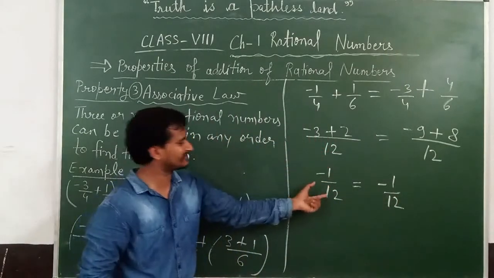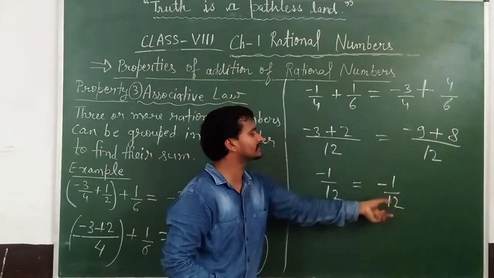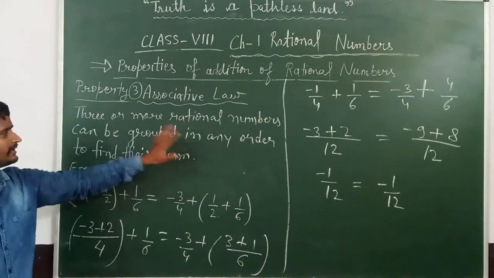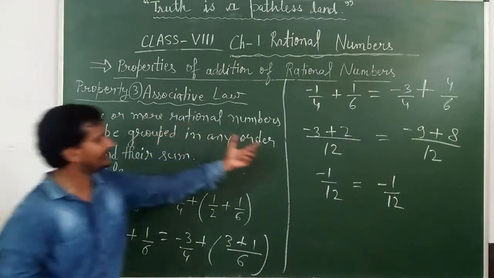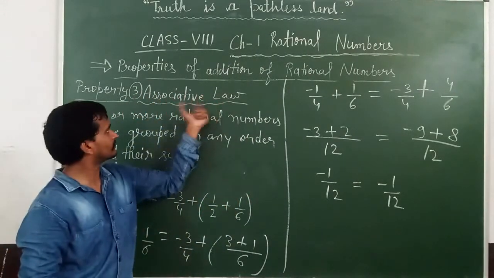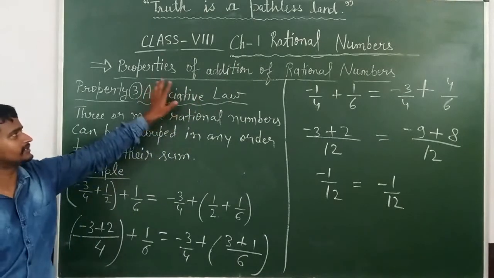Answer in both cases is same. Minus 1 upon 12, minus 1 upon 12. So we can say that 3 or more rational numbers can be added in any order to find their sum. That is, addition follows this law, associative law.